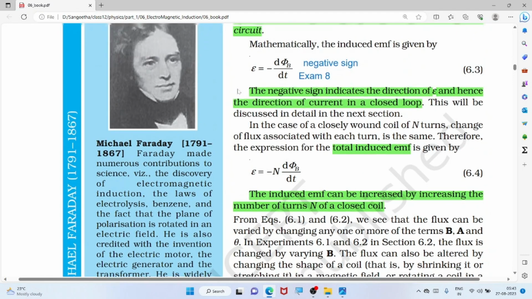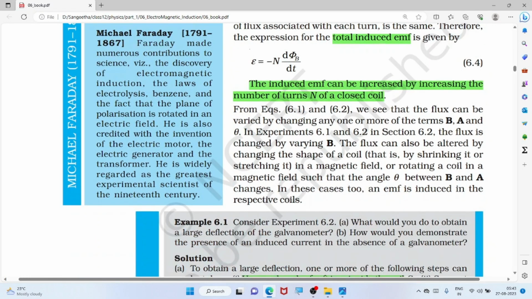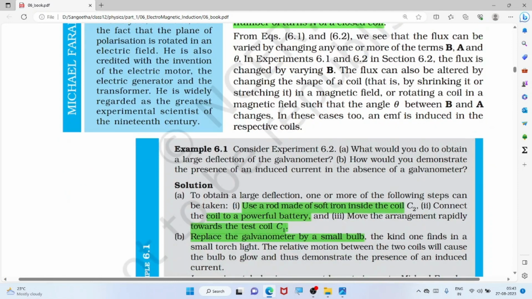If you have n number of turns, then you have to multiply that flux change by n. Here is the case for one turn, and this is for multiple turns. So based on that, the EMF can be increased by increasing the number of turns. This is directly proportional.